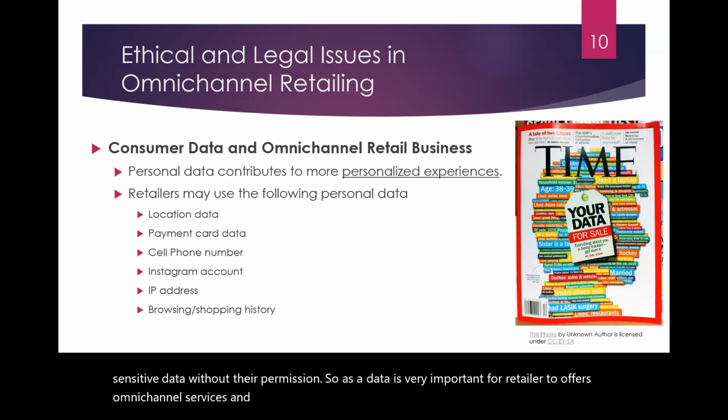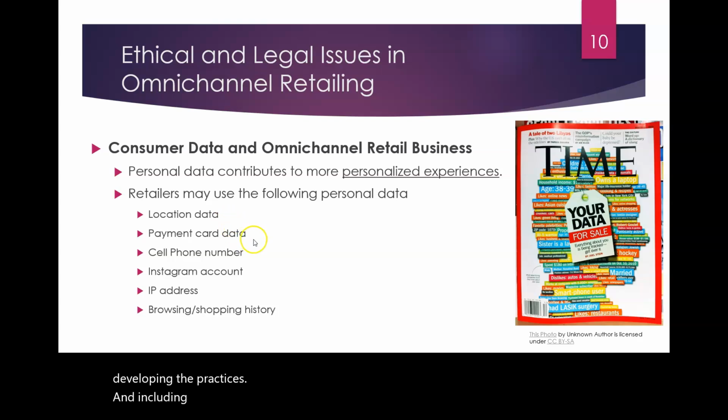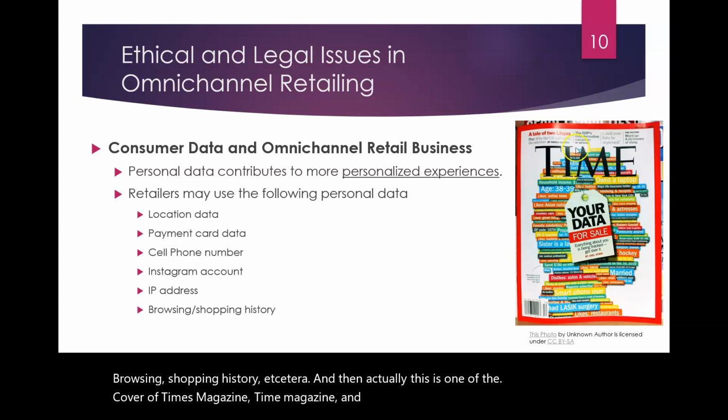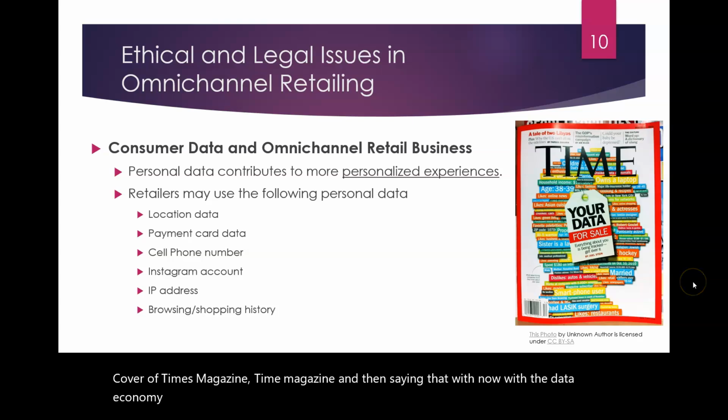So as data is very important for retailers to offer omni-channel services, retailers may use the following personal data to help with developing the practices, including consumers' location data, payment card data, cell phone data, Instagram accounts, IP address, browsing, shopping history, etc. And then actually this is one of the covers of Time magazine, saying that with the data economy, individual consumers' data is a valuable asset for sale.